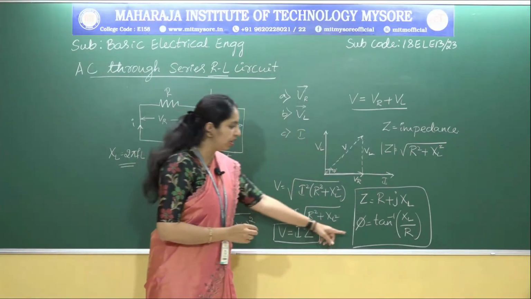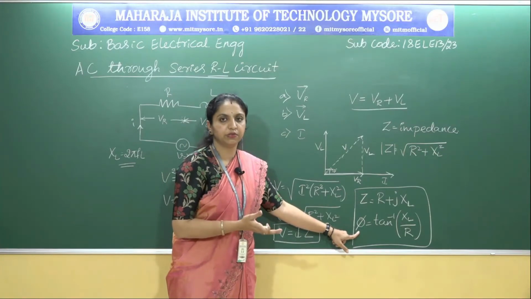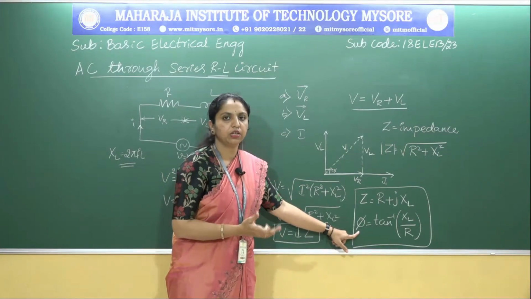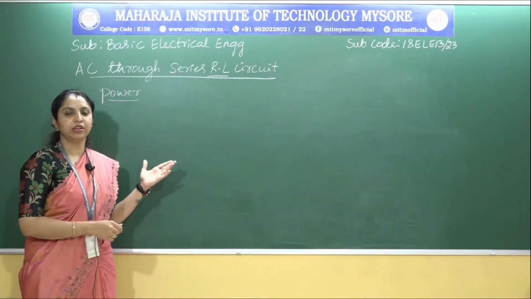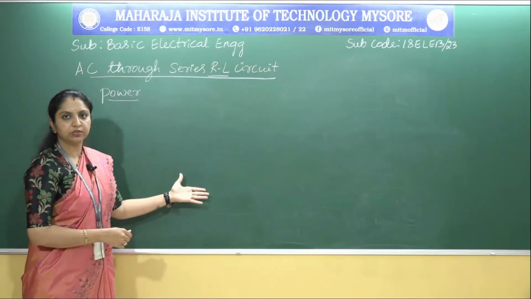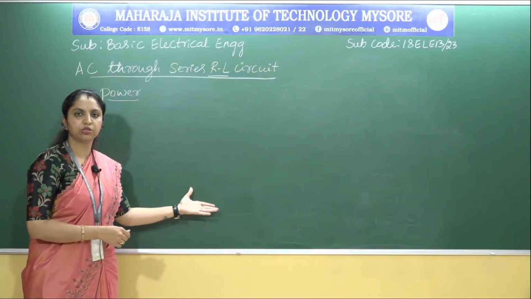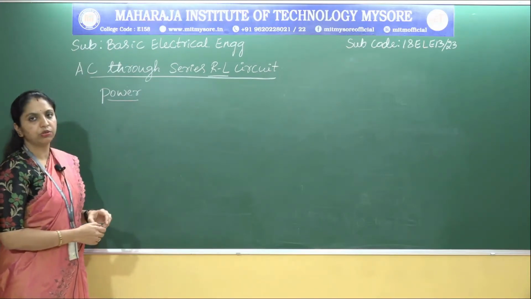Phi is equal to tan inverse of XL divided by R. So in this way we can calculate the phase difference, the angle difference between the alternating quantities. Now we shall see power in a series RL circuit. Till now we have derived the expression and understood the concept called impedance, and next we will move on to the power.